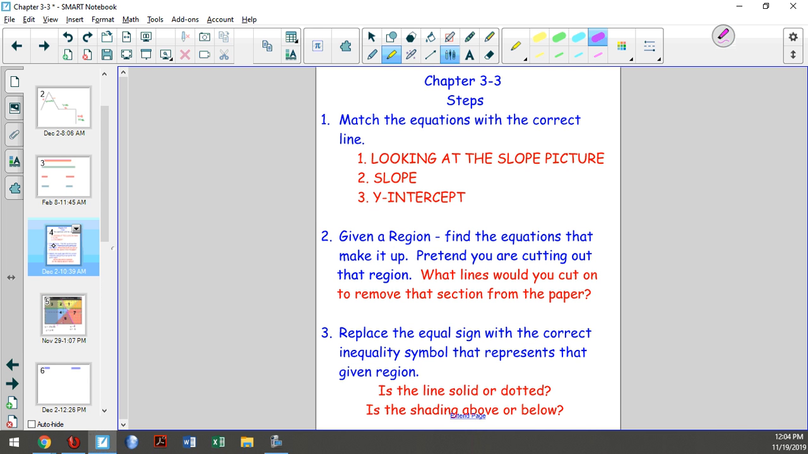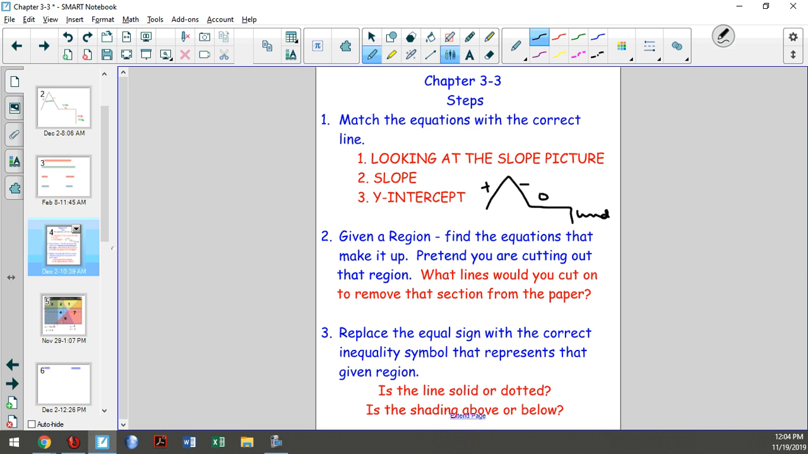Well, the very first thing you're going to do is look at the slope picture. What slope picture am I talking about? I'm talking about this slope picture that I have drawn on this board I don't know how many times. Yes? I want you to examine the slope. Is the slope positive? Is the slope negative? Is the slope undefined, meaning it's vertical? Is the slope 0, meaning it's a horizontal line? And then I want you to look at the y-intercept. So based upon that information, you should be able to strategically place those 4 equations with the correct graph.